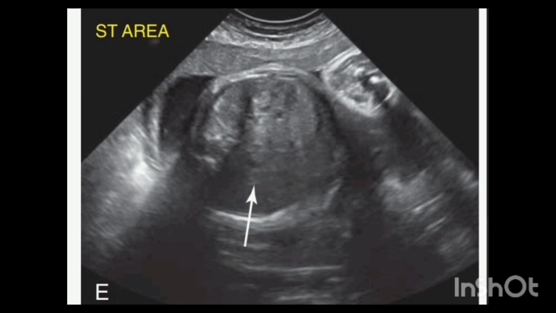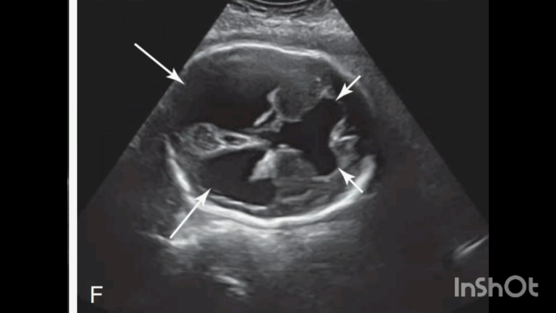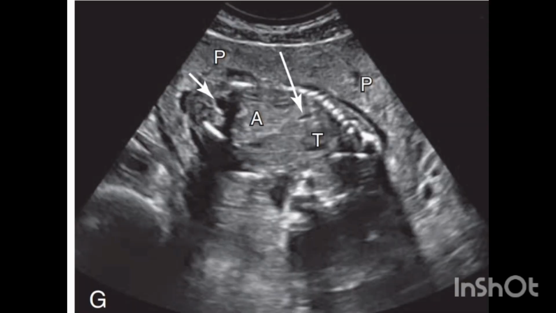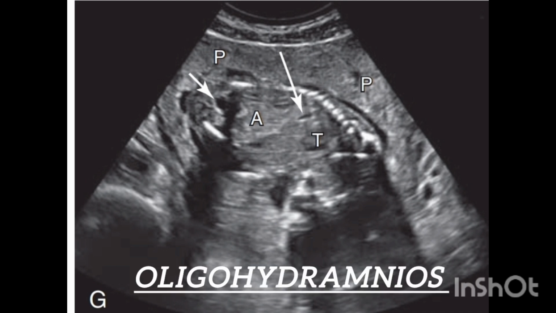This is another case of non-visualization of the stomach bubble on the transverse section of the abdomen. The head showed marked hydrocephalus of the frontal and the occipital horns of the lateral ventricle due to stenosis of the aqueduct. In this fetus, the swallowing could not take place due to the neurological dysfunction and hence non-visualization of the stomach. Another cause of non-visualization of stomach is oligohydramnios.